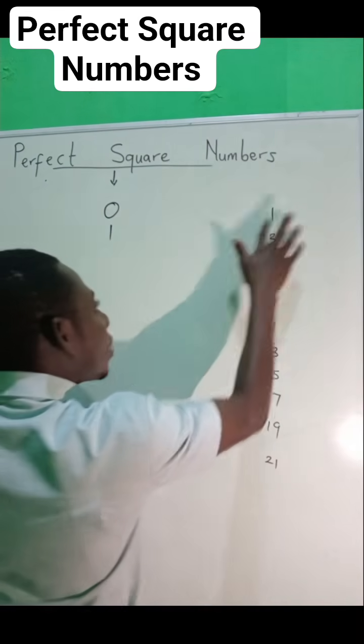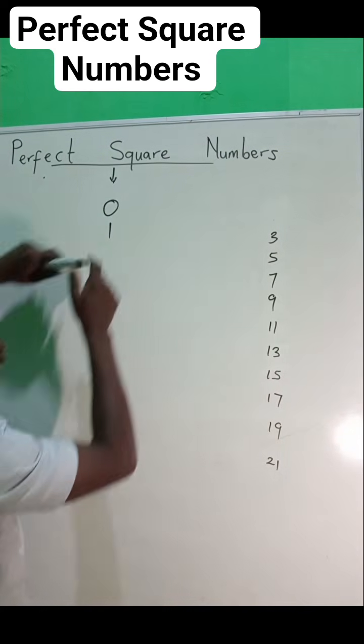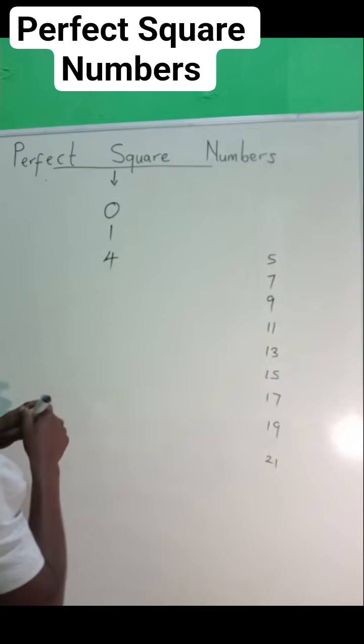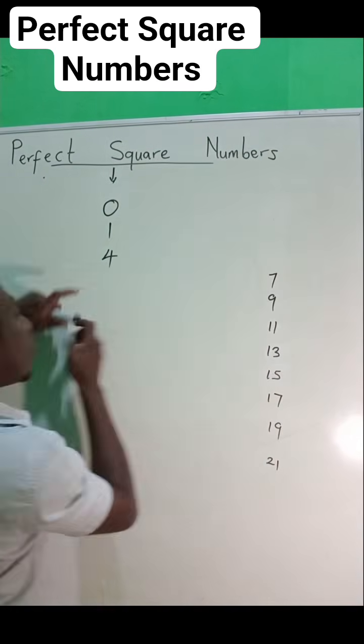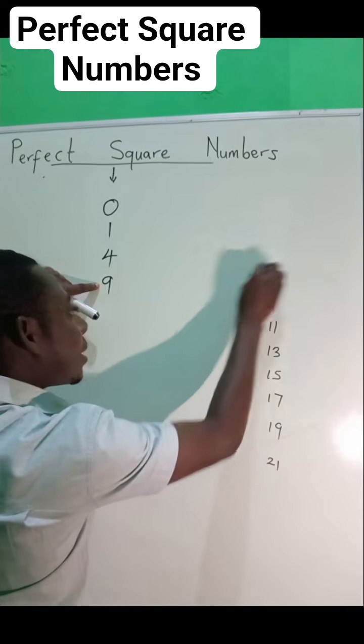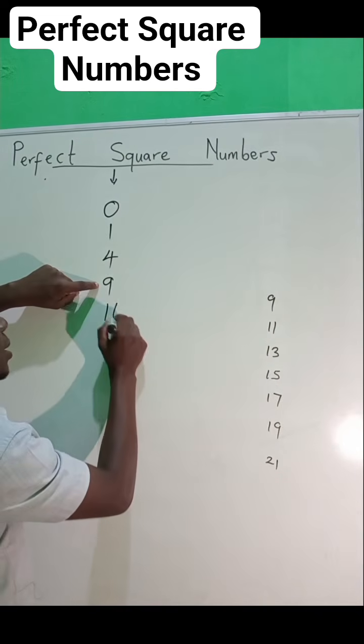Okay, so the next one is 3. 3 plus this one, I'll get 4. Very well. The next one here is 5. If I add 5 to this 4, that will give me 9. The next one is 7. If I add this 7 to this 9, it will give me 16.